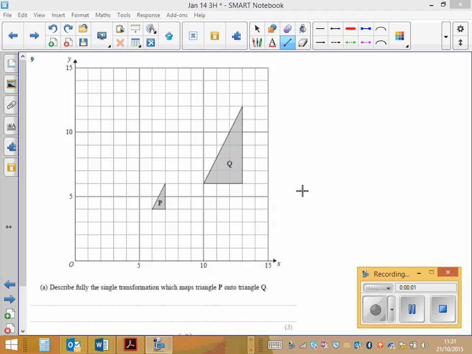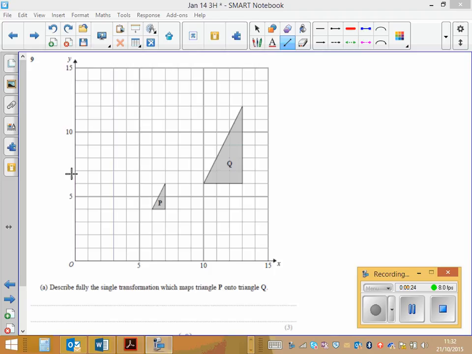Here we have a question which is asking us to describe the transformation. Now this transformation I can see is an enlargement, but there are 3 marks available here. So it's 1 mark for saying it's an enlargement, and then there are 2 marks further to be had by working out the scale factor of the enlargement, and secondly the centre of the enlargement.